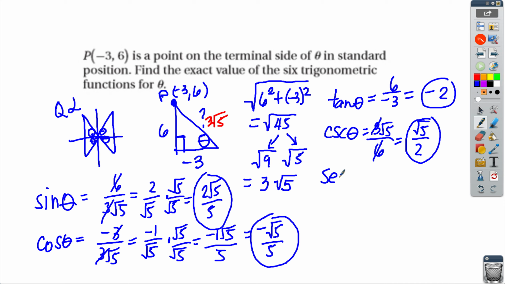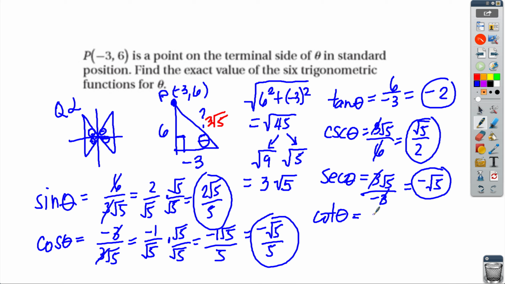Now let's find secant theta. Go back to cosine right here. Go back to the beginning steps you took. Let me write 3 root 5 in the numerator and -3 in the denominator, so that I can simplify 3 and 3 into -1. So really, secant theta is -root 5. And also for cotangent, the reciprocal of your tangent function, you will put -3 in the numerator, 6 in the denominator. This time, it will be -1/2.